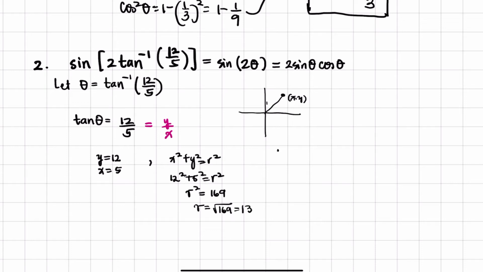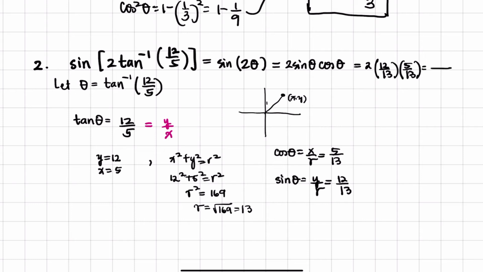So, makakompute na natin yung cosine theta, which is x over r. Ang x mo 5, ang r mo 13. Sine theta is y over r. Ang y mo ay 12. Tapos 13 yung r. So, itong pinapahanap sa atin, twice ng sine mo, 12 over 13, ang cosine mo, 5 over 13. Ano na ito? 120 over 169. Yan yung value. Okay.